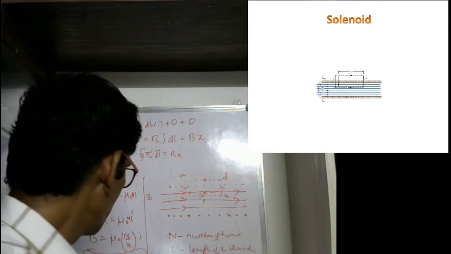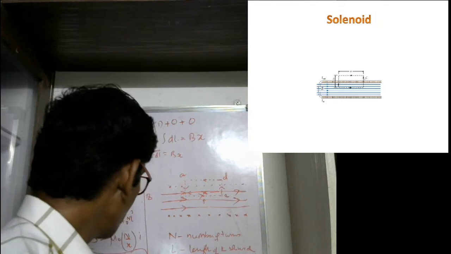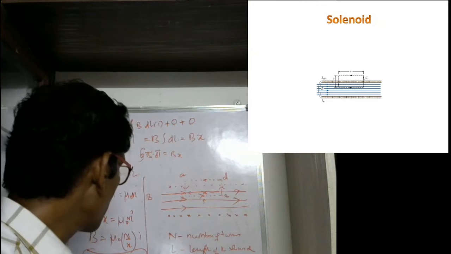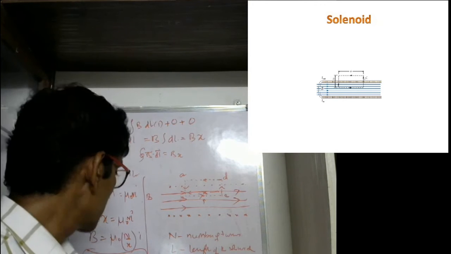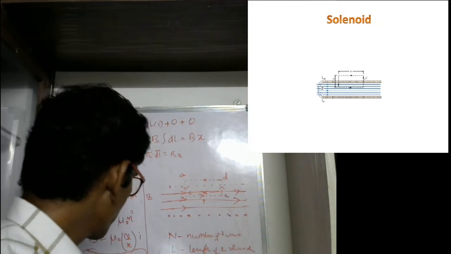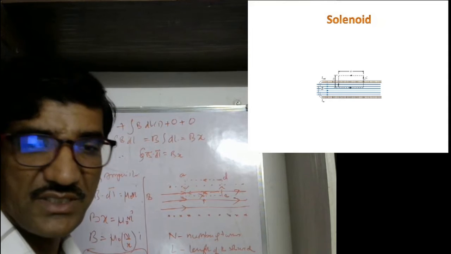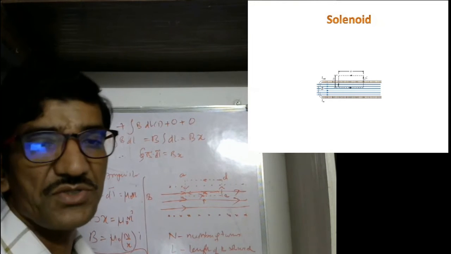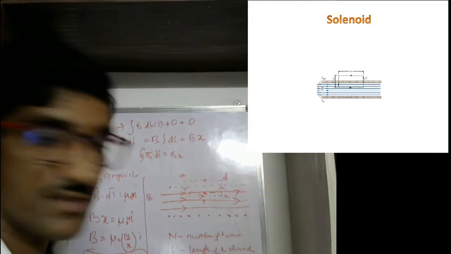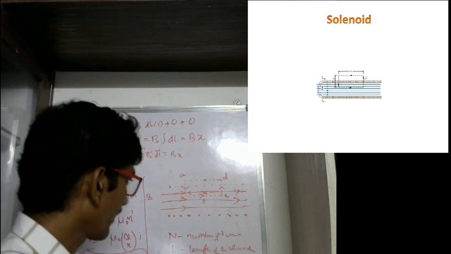Mu naught Ni. Here, if you increase the number of turns per unit length, what happens? Automatically the B value increases. Why? Because your current also increases. As you increase the current itself without changing the number of turns, the induced magnetic field also increases. This is what you can infer from this very simple formula.